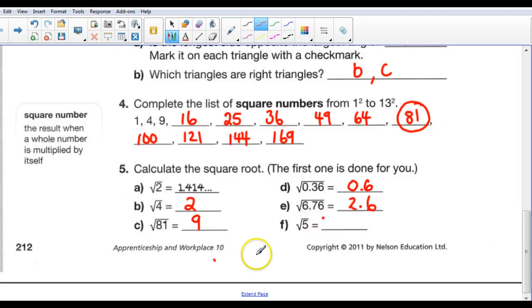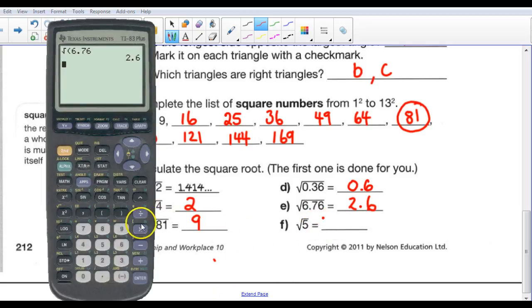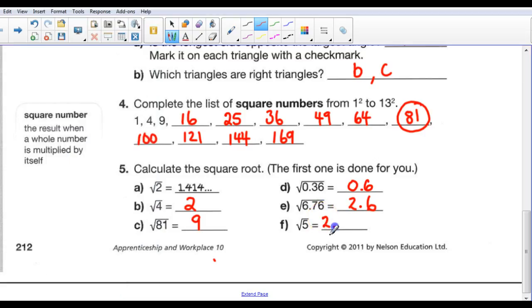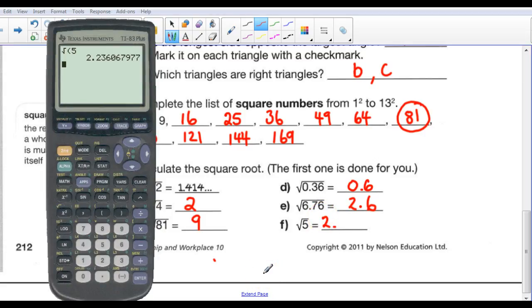Okay, and the square root of 5. Okay, let's take our calculator. Let's hit the second function, square root of 5, and we get 2.236067977. Basically, that is one that's probably never going to end. Okay, and that's what we call an irrational number. It has a decimal that never ends, never repeats. So we're probably going to round that off to 2 decimal places. So we'll just say it's 2.24, roughly, approximately 2.24.